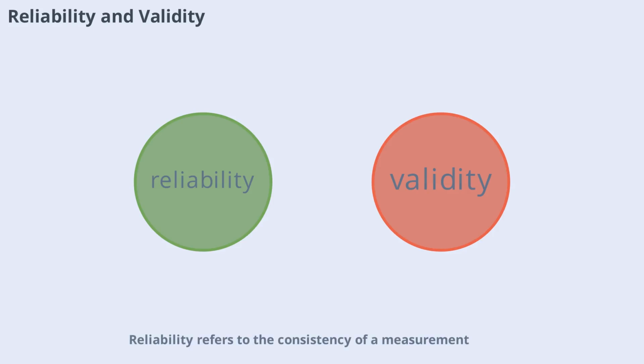Reliability refers to the consistency of a measurement, while validity is about whether the measurement actually measures what it's supposed to. Both are crucial for trustworthy results. Reliable and valid data ensure that our statistical conclusions are accurate and meaningful.